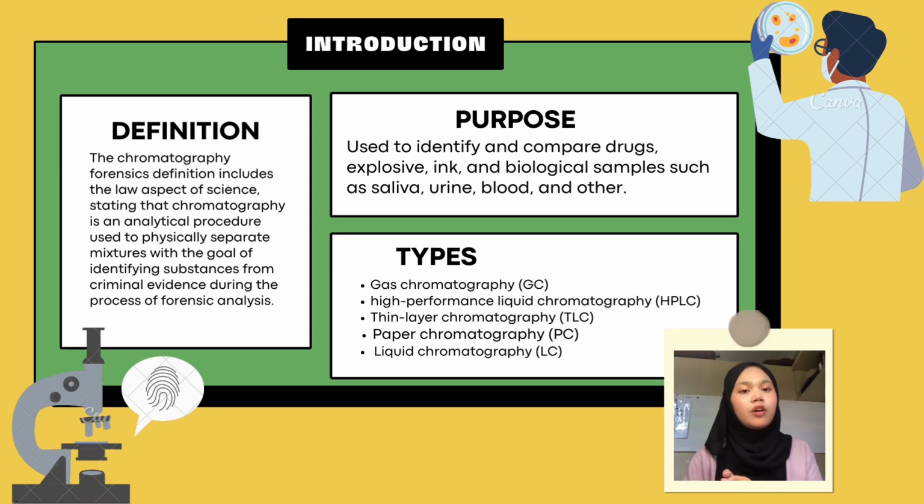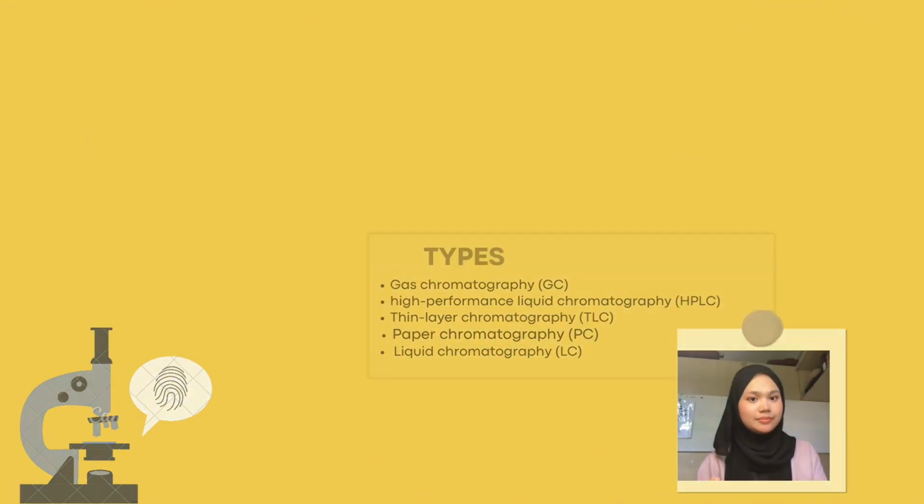The purpose of chromatography in forensic science is to identify and compare drugs, explosives, and biological samples such as saliva, urine, blood, and others. Then we are going to talk about the types of chromatography used in forensic science: gas chromatography (GC), high performance liquid chromatography (HPLC), thin layer chromatography (TLC), paper chromatography (PC), and liquid chromatography (LC).